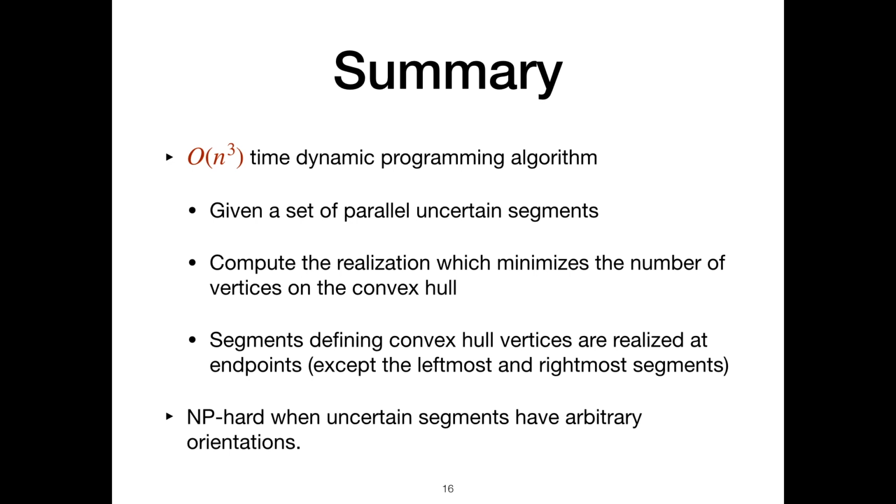To summarize, we showed a cubic time dynamic programming algorithm given a set of parallel uncertain segments. The algorithm computes the realization which minimizes the number of vertices on the convex hull. We prove that those segments defining convex hull vertices are realized at endpoints except for the leftmost and rightmost segments. We also showed the problem is NP-hard when uncertain segments have arbitrary orientations. This concludes my talk, and thank you for your time.